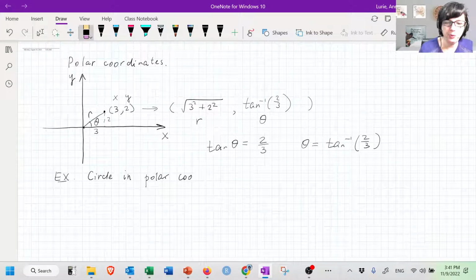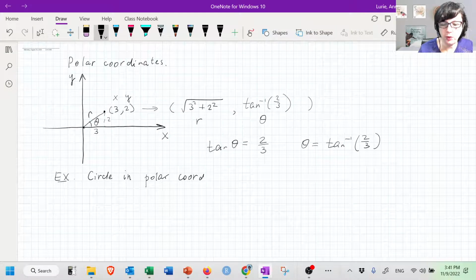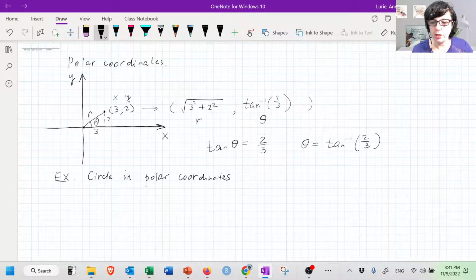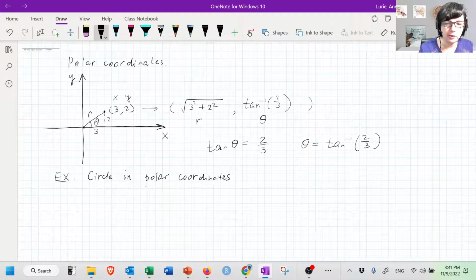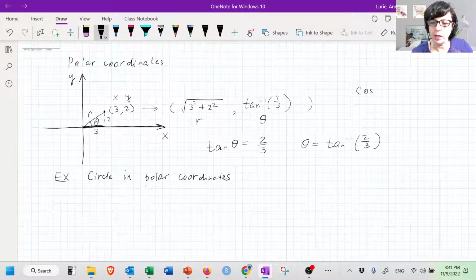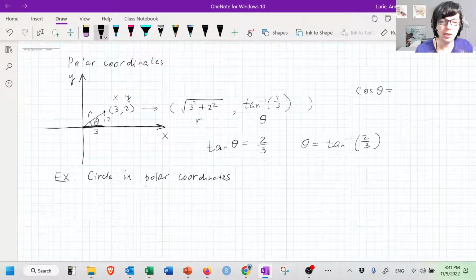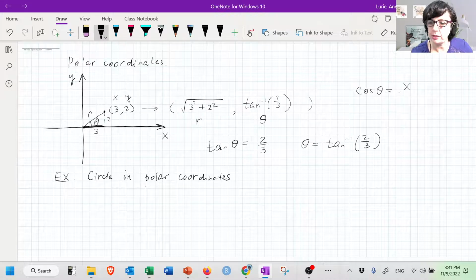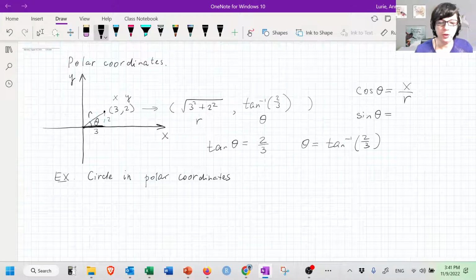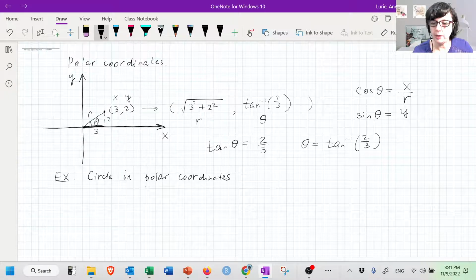First of all, before we do that, I need to write down equations that connect the Cartesian coordinates x and y and the polar coordinates. Generally speaking, x would be this side right here, the adjacent side. We know that cosine of theta is adjacent side over hypotenuse, so that would be x divided by r. Sine of theta would be opposite side over hypotenuse, so that's going to be y divided by r.